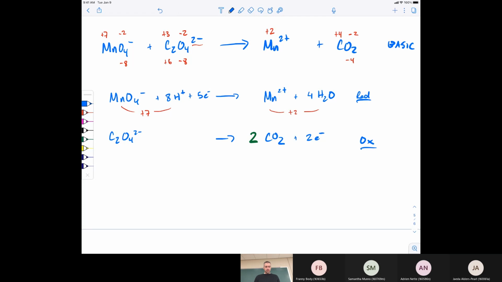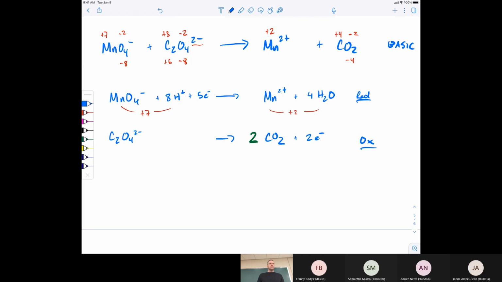We've balanced all atoms besides oxygen. We've added waters to balance oxygen. We've added H plus to balance H plus, and then we added electrons to balance the charge. And everything is looking good so far to me, I think.